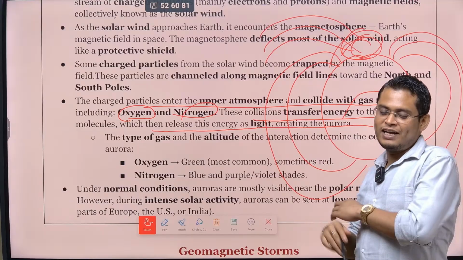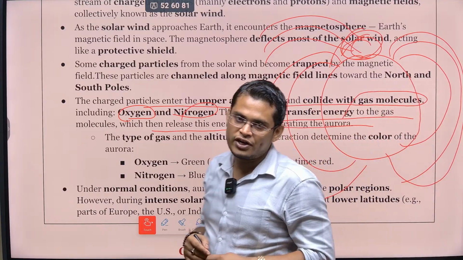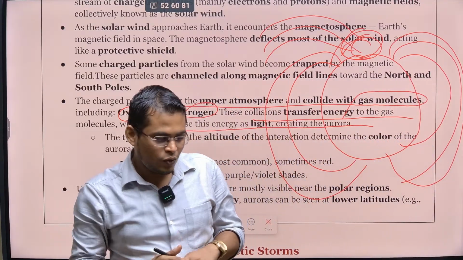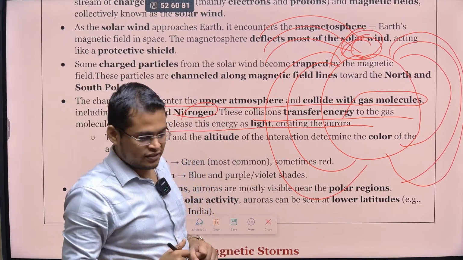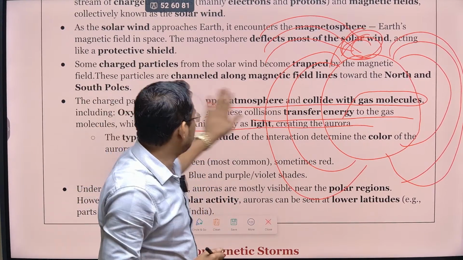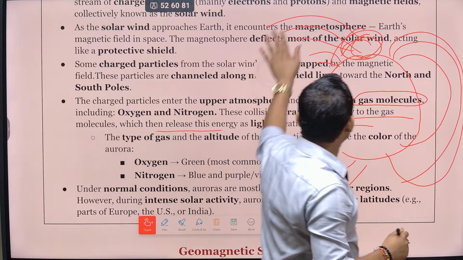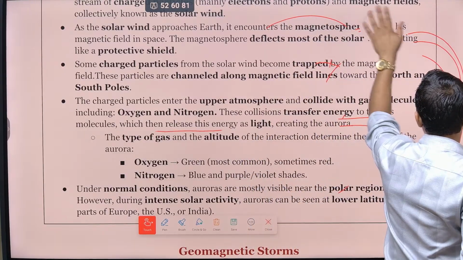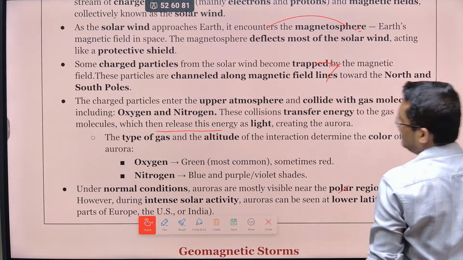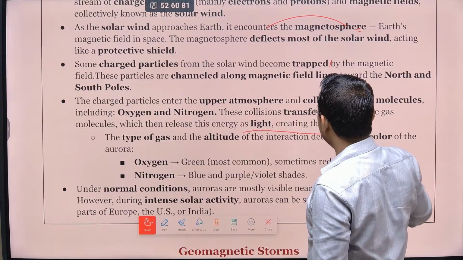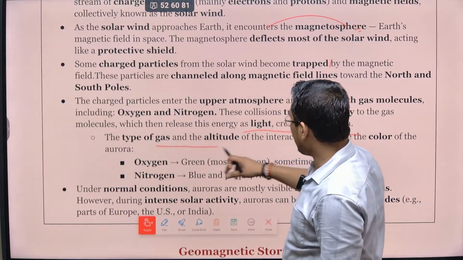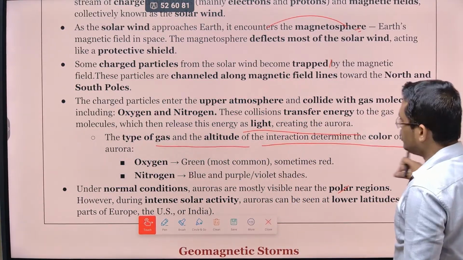I think you must have seen that in electric lines also, in bad weather conditions, there is a sparking glow. This is what is called the corona effect. Okay, so here also the same thing happens. Because of this interaction, they transfer energy to the gas and release this energy as light, creating aurora. The type of gas and altitude of interaction determine the color of aurora.